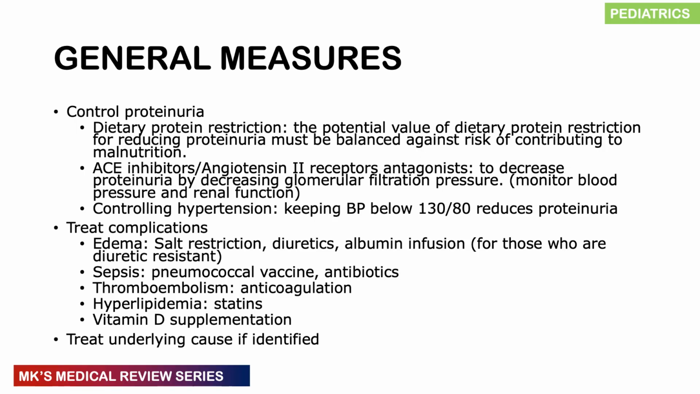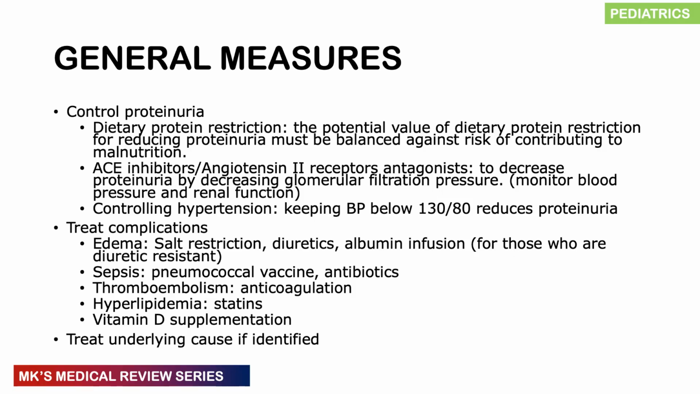So generally, you want to control the proteinuria, so dietary restriction of proteins. The potential value of this restriction of the diet in proteins for reducing proteinuria must be balanced with the risk of you tipping this child into malnutrition. You can give them some ACE inhibitors to decrease the proteinuria because they will decrease the glomerular filtration pressure. They do also help control the proteinuria. They help prevent the progression of the disease. They also help monitor the blood pressure. So generally, you want to control the blood pressure. The ratio here is for adults because remember that blood pressure in children must be tailored according to the age of the child.